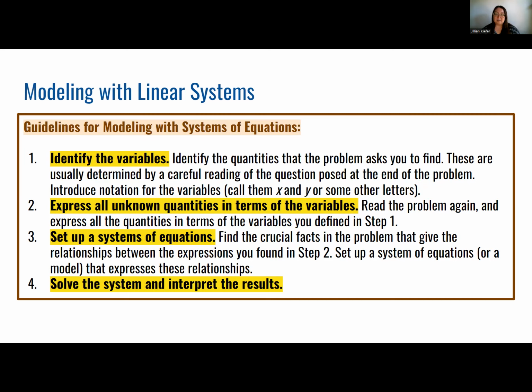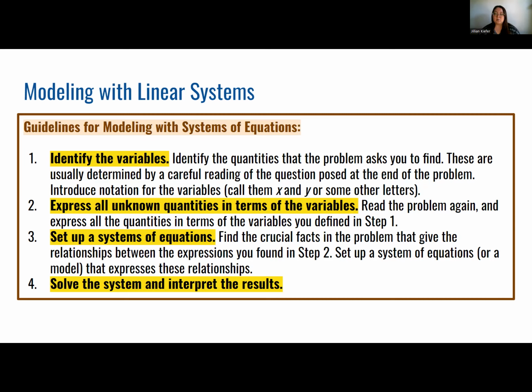So that leads us to step 2. Express all your unknown quantities in terms of the variables. You'll read your problem again, and express everything in terms of the variables that you defined in step 1. So if you said x and y were something, you would then attribute whatever other information that you had to those variables. Step 3, set up a system of equations.